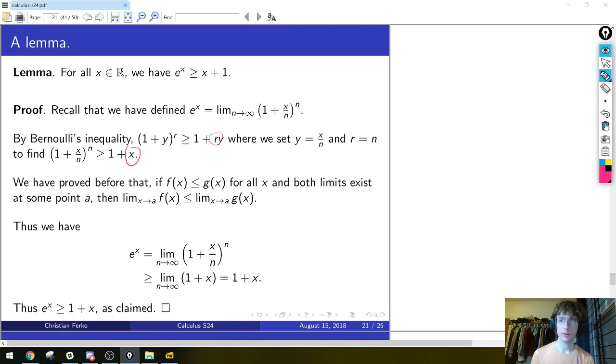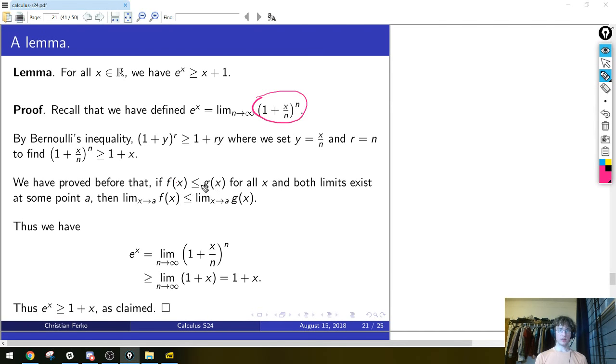Okay, so Bernoulli's inequality tells us that each of the guts of the limit, each of these things appearing inside the limit, 1 plus x over n, is always greater than or equal to 1 plus x for all of the n's. So now we appeal to something we proved before.